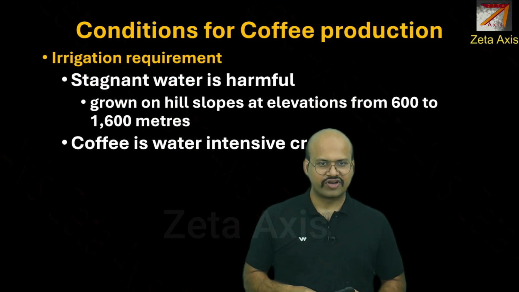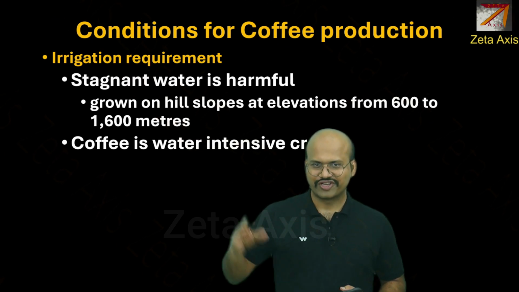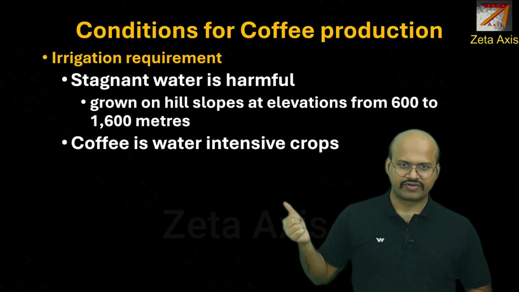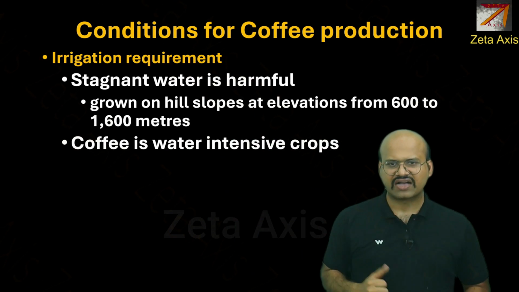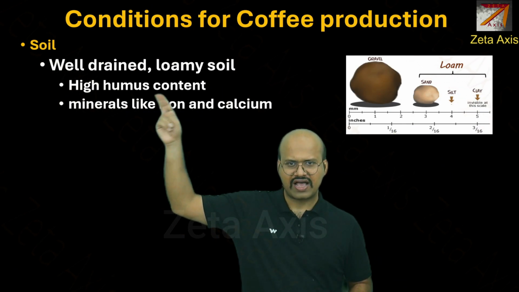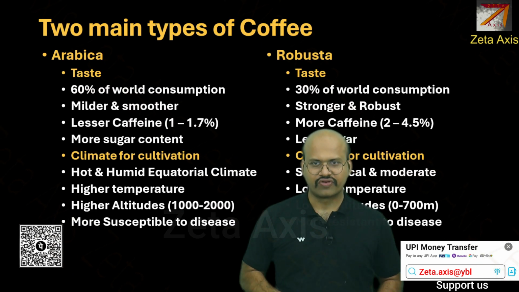Stagnant water is harmful. It does not like water stagnation or waterlogging. Therefore, it is grown on slopes, and coffee is also an intensive crop, that is, a water-intensive crop. It requires a large amount of water. It requires well-drained, loamy soil. High humus content is good, and minerals like iron and calcium are also good for the crop.